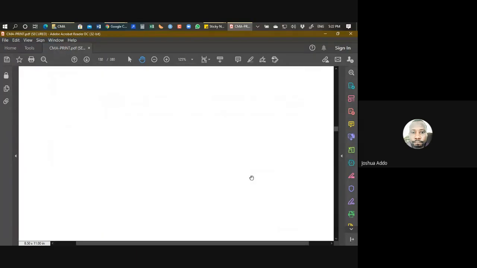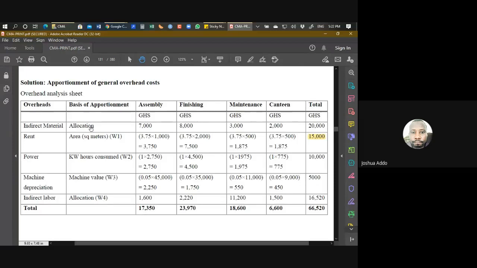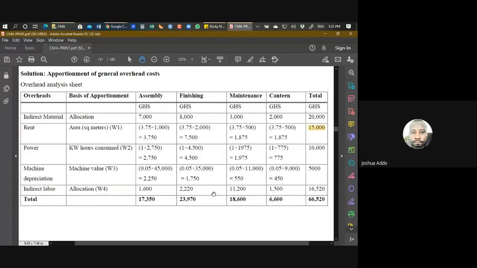So we could have even brought the indirect labor after the indirect material so that we have all the allocated items together, but it doesn't matter. We're just showing this is allocated. 1,600, 2,220, 11,200, 1,500. So we are done with the analysis sheet. Allocation, apportionment. And this level of apportionment is primary apportionment because we have only shared the general production overheads to the benefiting departments.